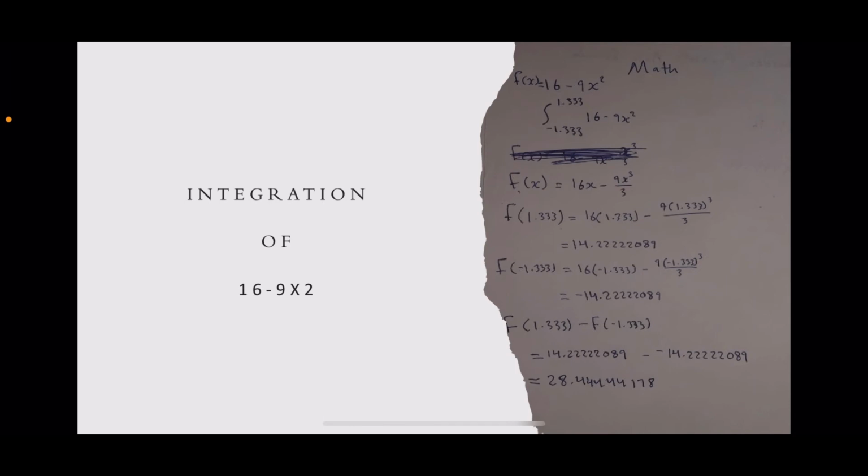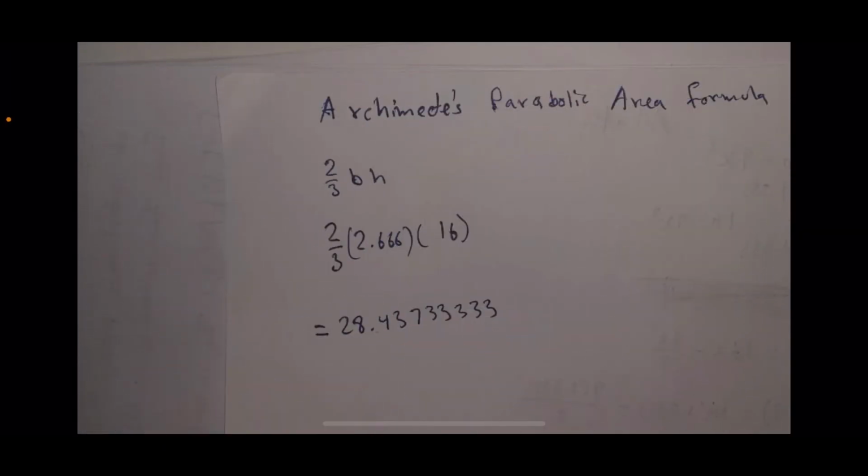Now for the next slide, it's going to talk about the Archimedes parabolic area formula, and it is 2 over 3 bh. Down there it becomes 2 over 3 multiplied by 2.666 multiplied by 16, equal to 28.437.